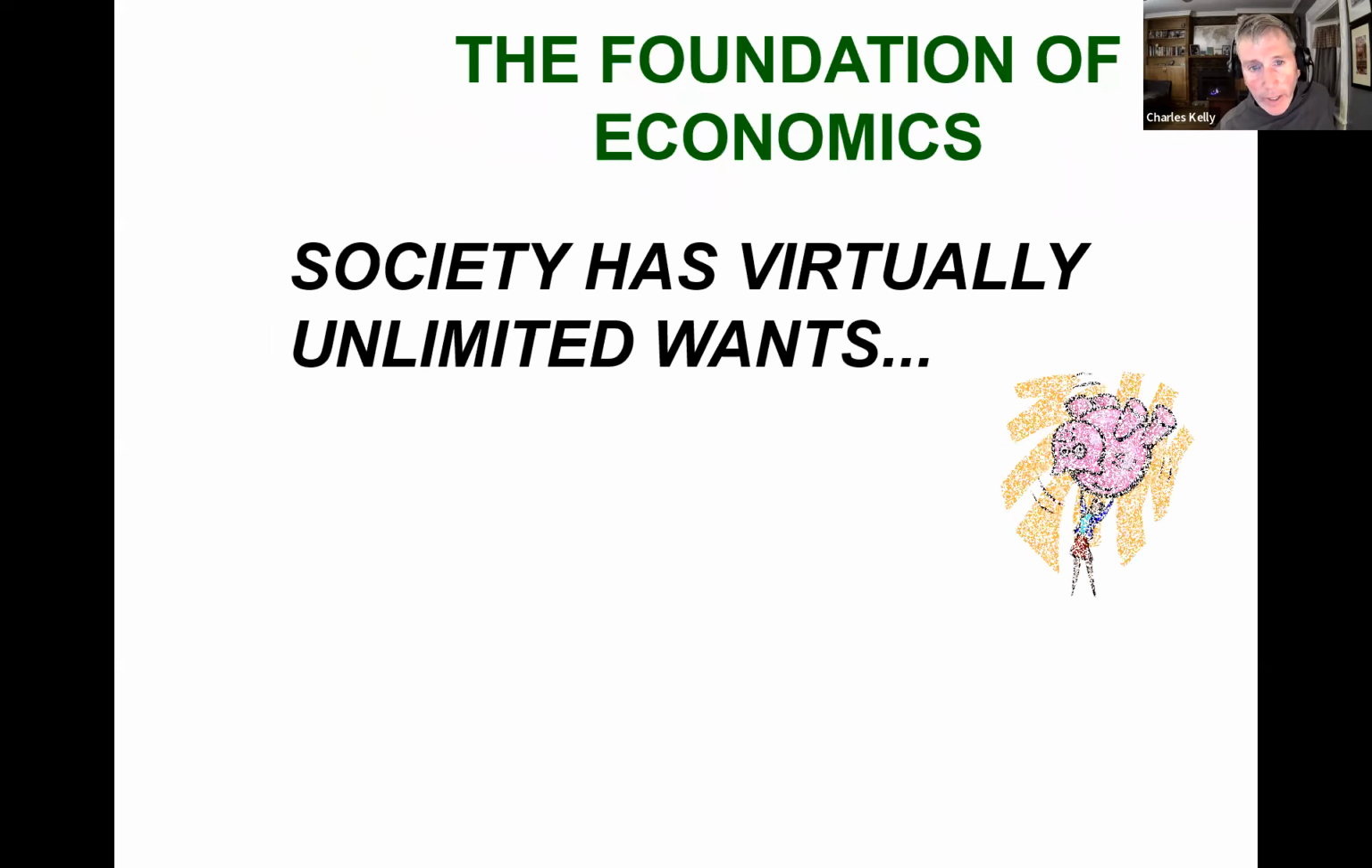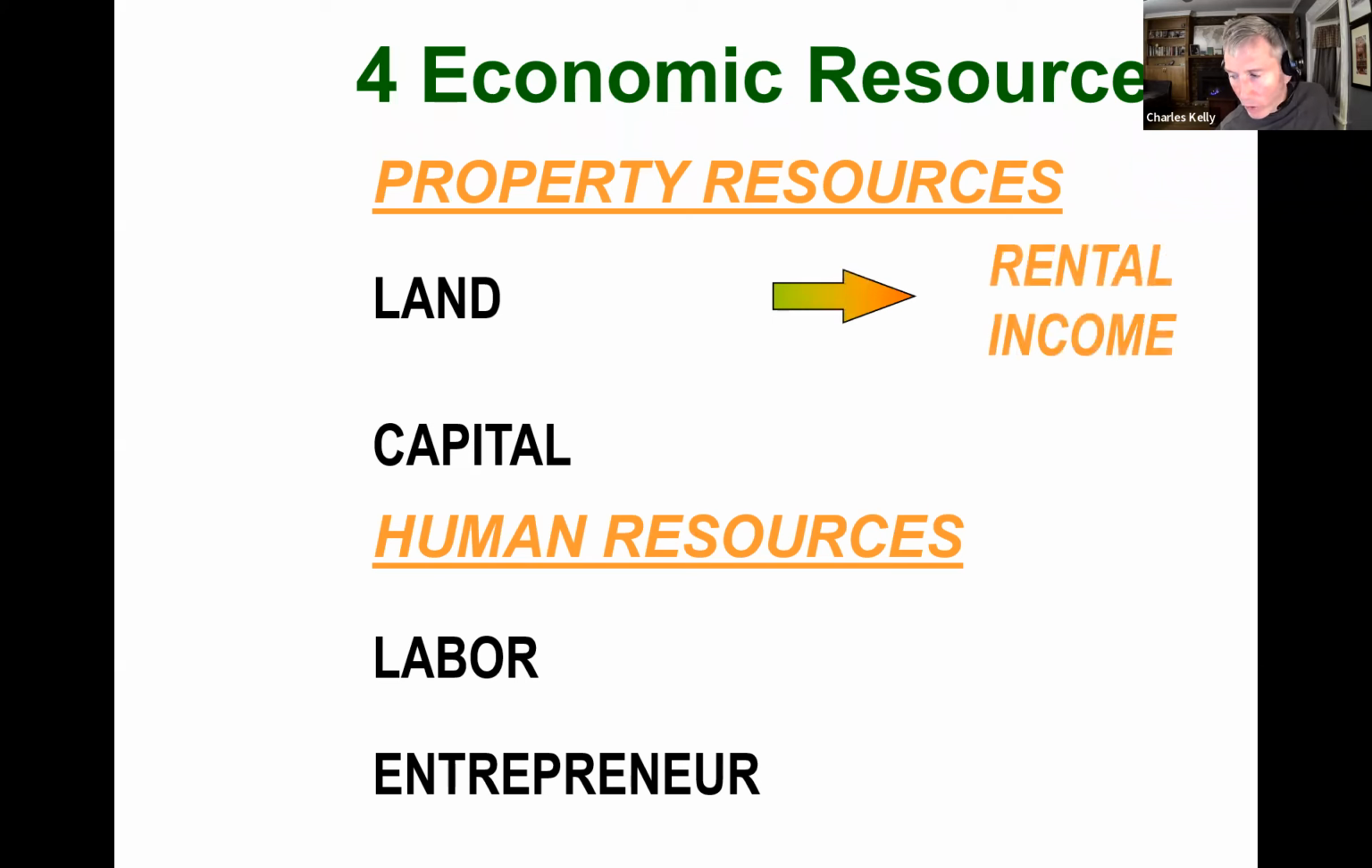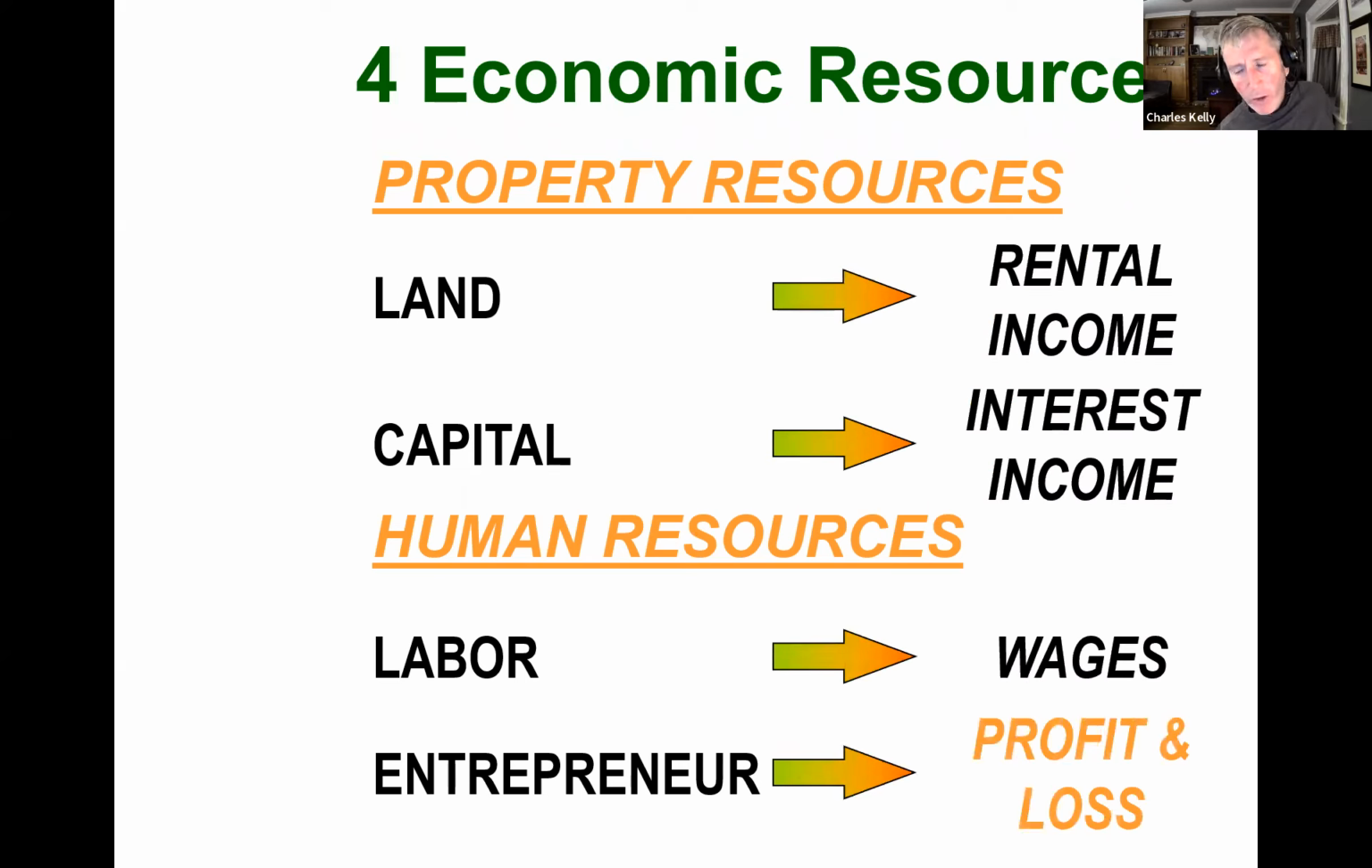This is something you'll go over when you do your Connect assignments, but I wanted to do it quickly. Here are the resources more formally. The economists break them into property and human resources. Land is any of the gifts of nature. I mentioned them earlier, like timber, minerals, water, copper, natural gas, right? And land receives rent or rental income. So each of these resources has a specific type of income associated with it.